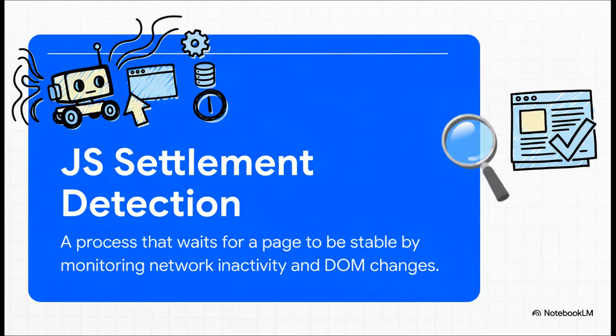The answer is a process called JavaScript Settlement Detection. And this is the crawler's superpower. Instead of just waiting for a simple done signal, it intelligently waits. It actually watches for the network to go quiet and for the page's structure to stop shifting around. Only then does it say, okay, now it's ready.